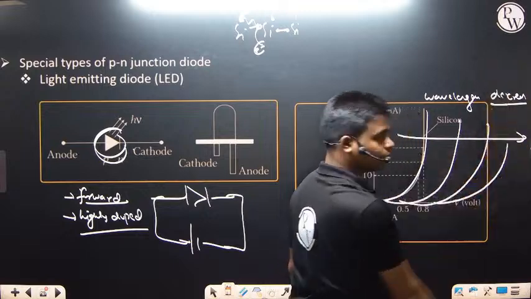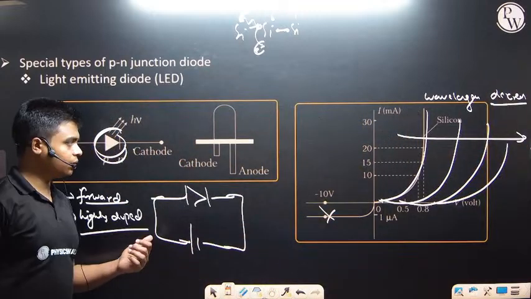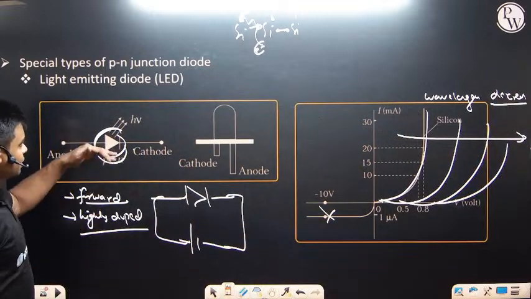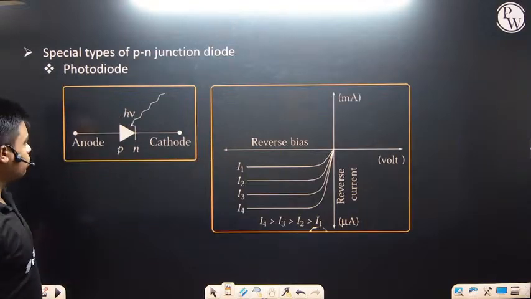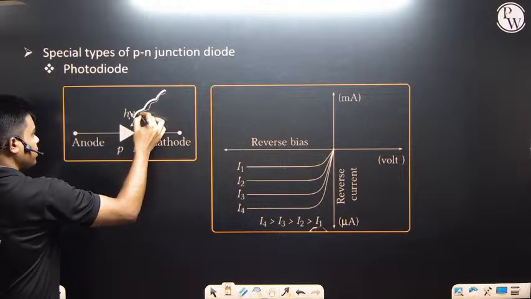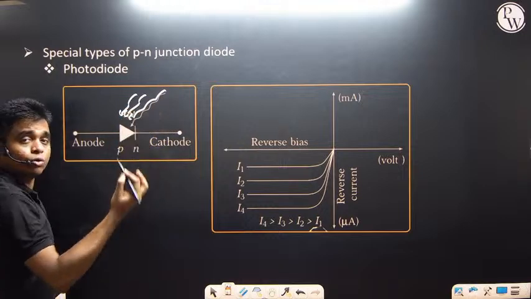So the wavelength of the color of the light which we are getting from the LED will keep on decreasing. This is the circuit symbol where the light is coming out. If you talk about the photodiode, what is a photodiode? The photodiode is based on the principle of electron hole generation.